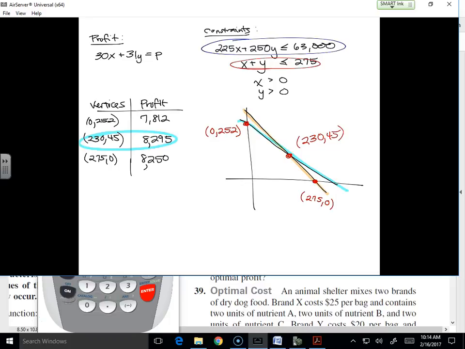Sound good? So, the optimal inventory is that you want 230 of the first type of MP3, 45 of the second type of MP3, and then your optimal profit, the highest you're going to make, is 8,295, while keeping the restrictions that the dude put in place. Are you tracking, kiddos? Okay.